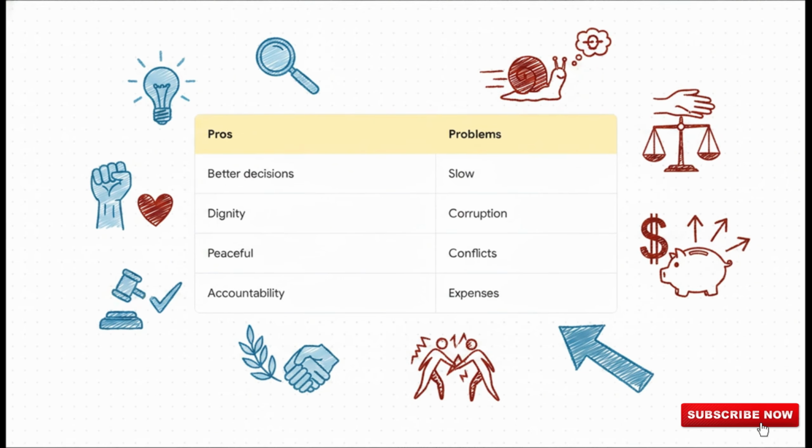Section 3. Weighing pros and cons. When we step back and evaluate this system objectively, we have to admit the flaws are very, very real. Democracy can be agonizingly slow, hugely expensive, and yeah, it can be prone to corruption and societal conflict. But the trade-off on the other side is pretty profound. It severely reduces the chance of catastrophic mistakes made by dictators, it gives us a peaceful way to resolve our differences, and most importantly, it allows us to legally fire our leaders if they aren't getting the job done.